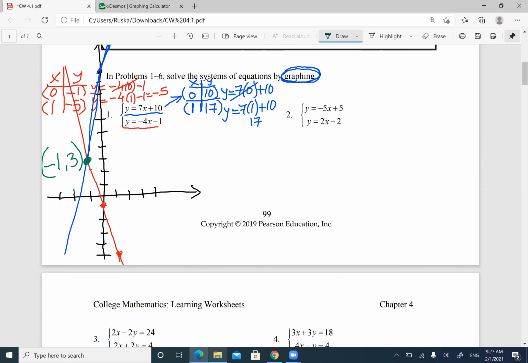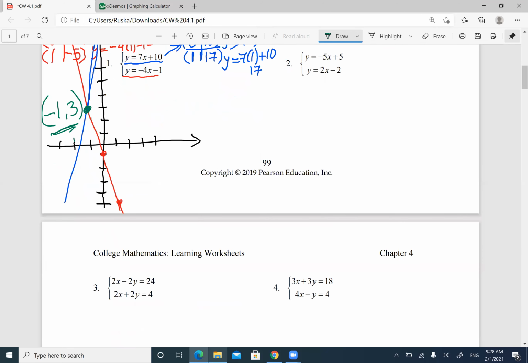So you can check your work with Desmos, with the graphing calculator. Okay, so that's how you solve it. Any questions? Okay, let's go ahead and do one more.